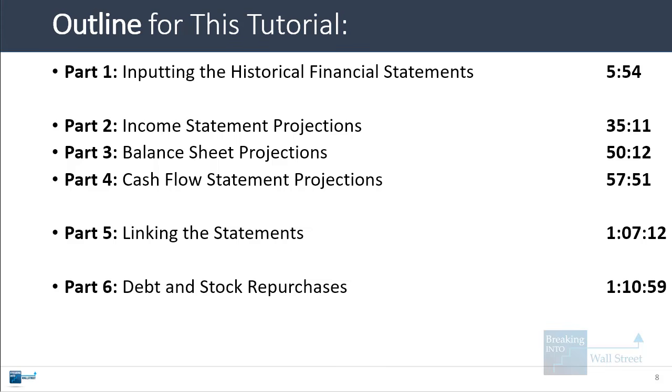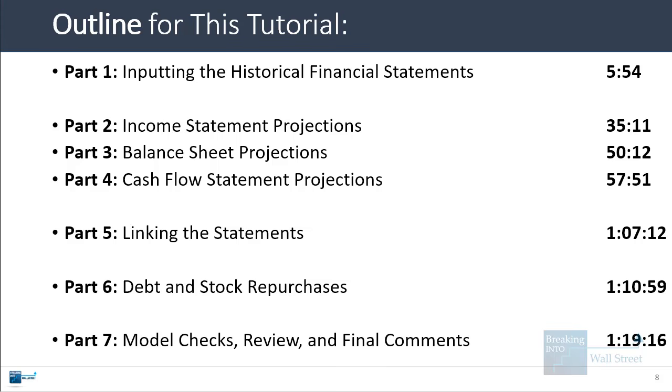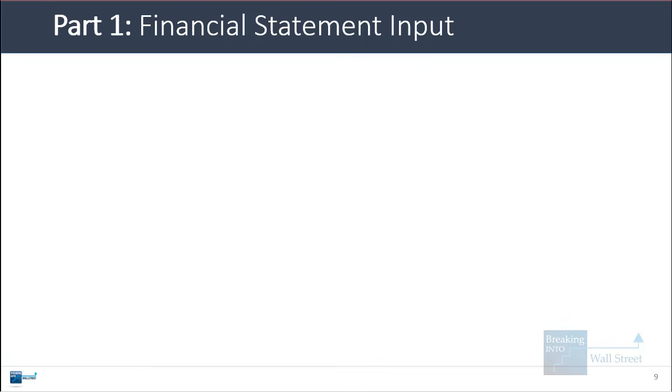And then we will look at one last part here, one part that's a little bit more difficult, which is figuring out what to do with the company's debt and also how to treat their stock repurchases in this model. And then in the last part, we will do some model checks. We'll do a quick review and give some final comments on what we did well and then what could also use improvement in this model. Let's get started with the first part and go to the financial statement input here.